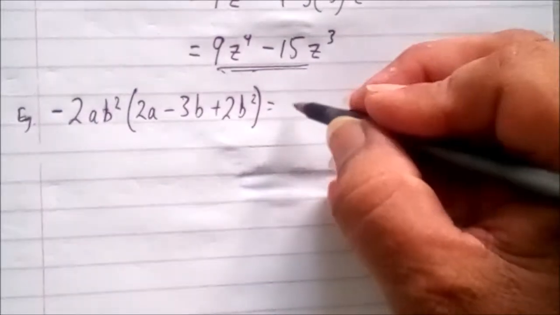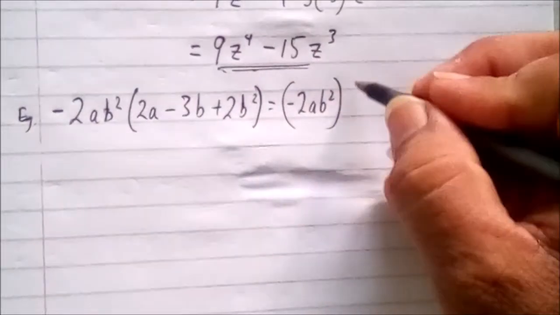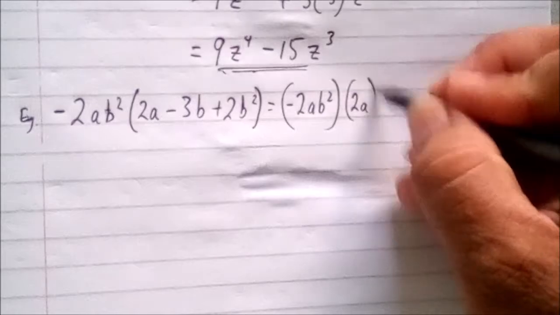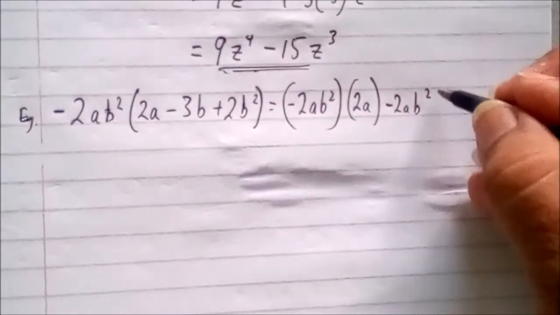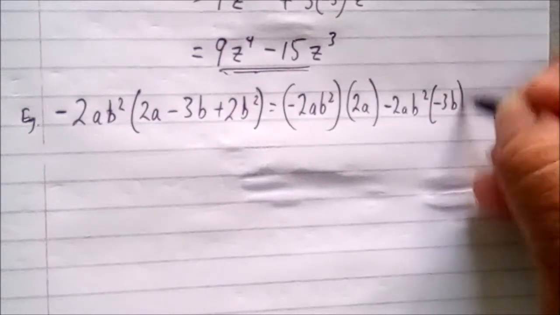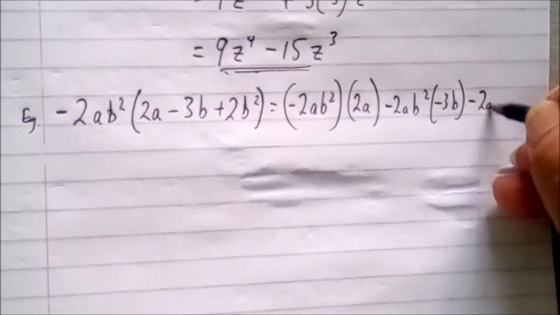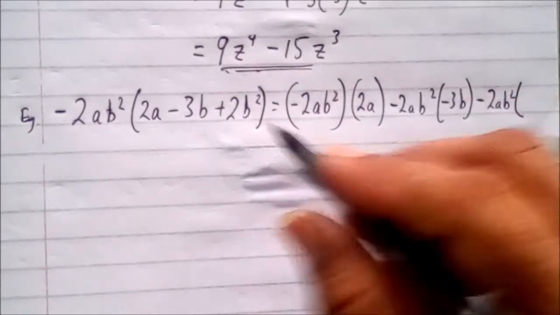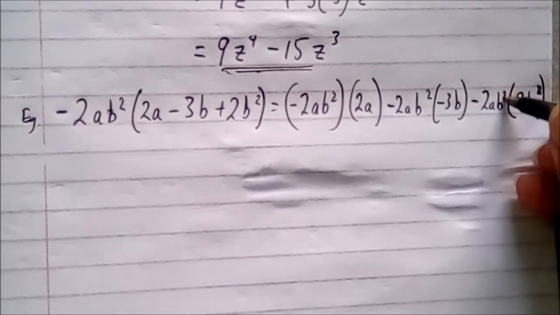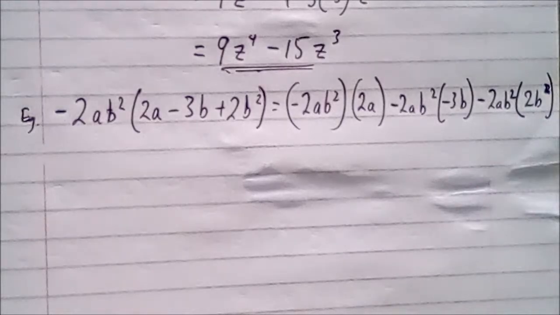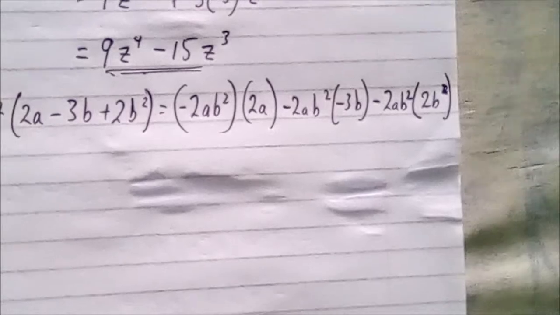So we do that. So we put negative 2ab squared times 2a, keep this sign here, negative 2ab squared times negative 3b, keep the sign here again, minus 2ab squared times 2b squared. Okay, write that down much better. Now we go a little bit farther, so I'm going to expand this so you can see this much better.